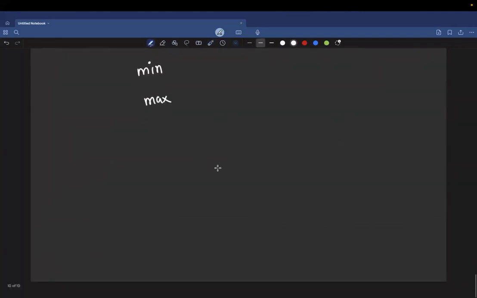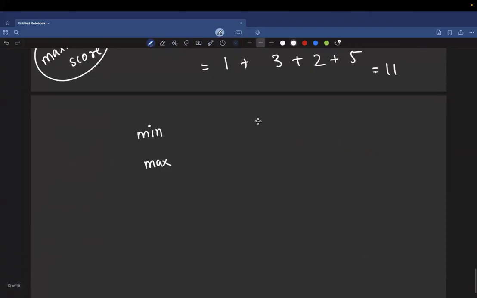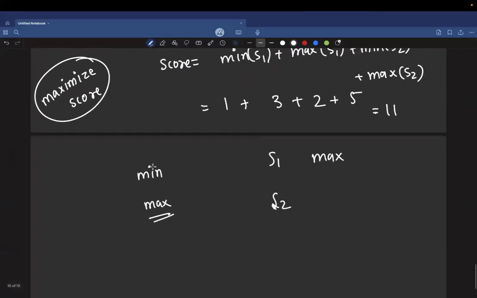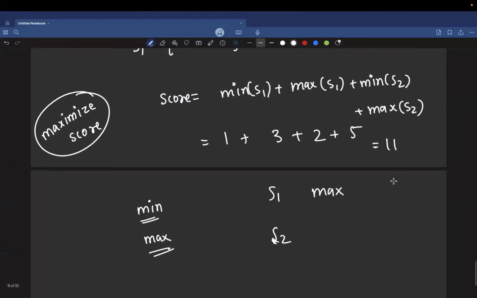So in a nutshell, whatever two partitions you had, it doesn't matter in which partition you put the max guy. Let's place it in the first partition. It doesn't matter in which partition you put the minimum guy, it will always be the minimum. So let's say we put it in the first set again, it doesn't matter.